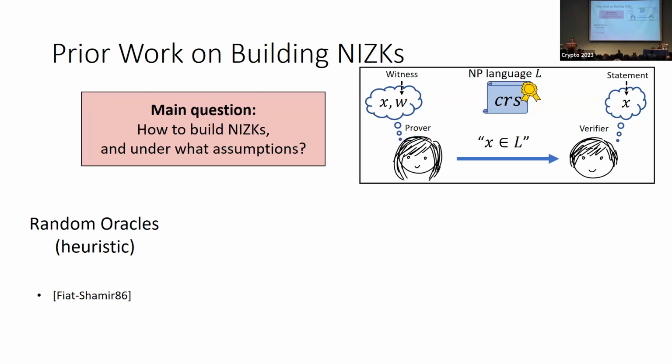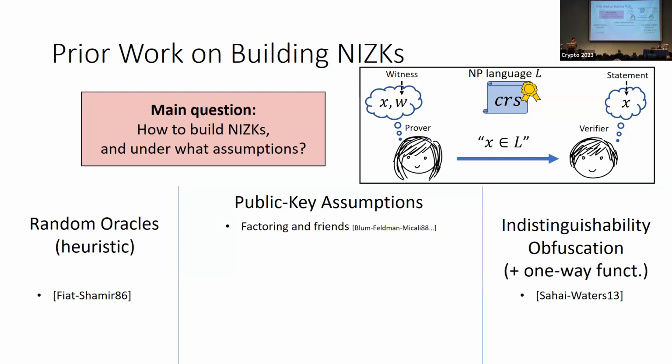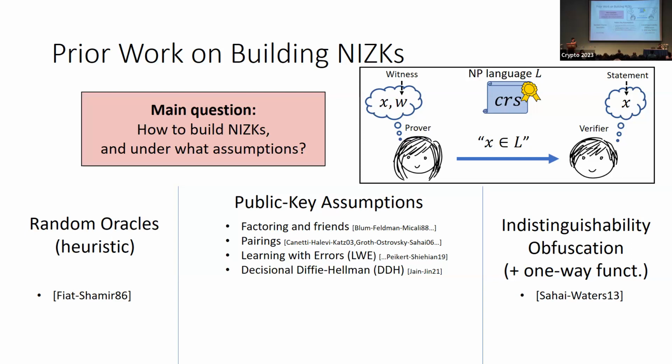If we are happy with making heuristic assumptions, then we can get NIZKs in the random oracle model. And if you are happy making pretty strong assumptions, namely indistinguishability obfuscation, then we can also get it. The bulk of theory work in the realm of NIZKs is to build NIZKs from concrete public key assumptions. Initially, when NIZKs were defined, we obtained constructions from factoring-related assumptions, so number theoretic assumptions. Shortly after pairings were introduced, we got constructions from pairings. And much more recently, we got breakthrough works that gave constructions of NIZKs from lattices or the decisional Diffie-Hellman assumption.